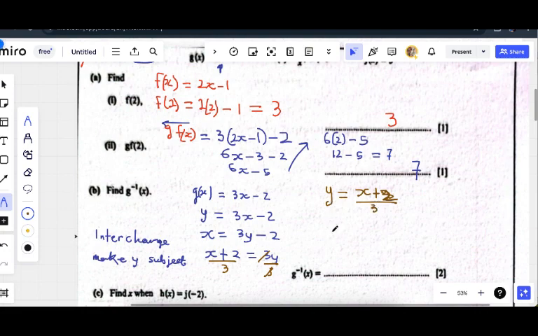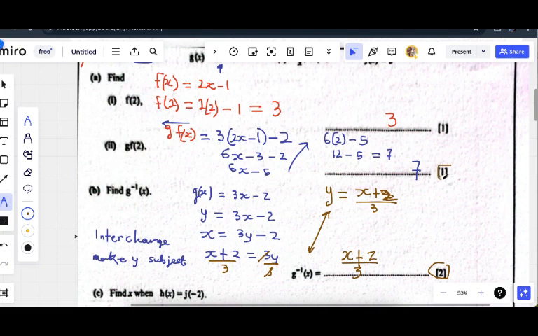Okay? So in the end, this y becomes the inverse. The y that was g of x will now be g inverse of x. So if that is g inverse of x, you write your final stage: x plus 2 over 3. So this is your inverse function, x plus 2 over 3. You do this, you get 2 marks.